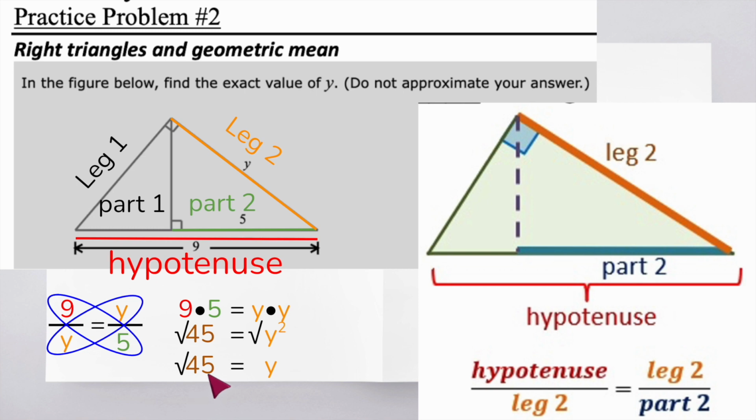So that is using the geometric mean of an altitude in a right triangle to find some missing lengths.